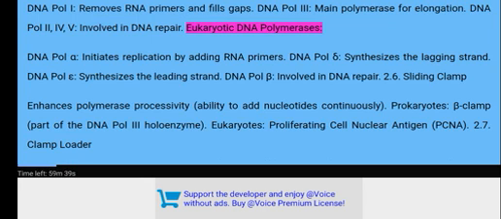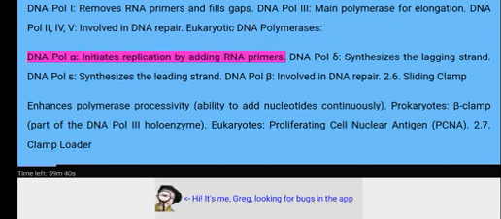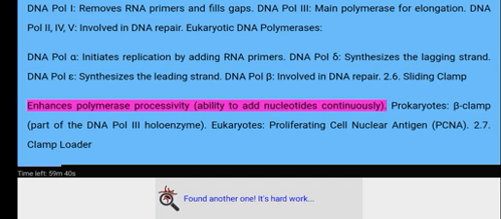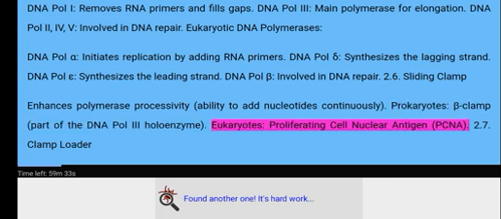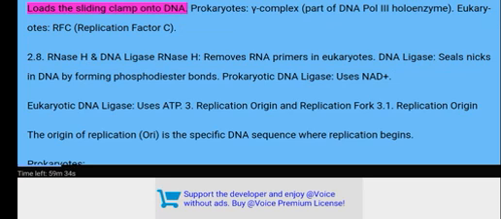Eukaryotic DNA polymerases: DNA pol alpha initiates replication by adding RNA primers. DNA pol delta synthesizes the lagging strand. DNA pol epsilon synthesizes the leading strand. DNA pol beta is involved in DNA repair. 2.6 Sliding clamp enhances polymerase processivity, the ability to add nucleotides continuously. Prokaryotes: beta clamp, part of the DNA pol III holoenzyme. Eukaryotes: proliferating cell nuclear antigen, PCNA. 2.7 Clamp loader loads the sliding clamp onto DNA. Prokaryotes: gamma complex, part of the DNA pol III holoenzyme.